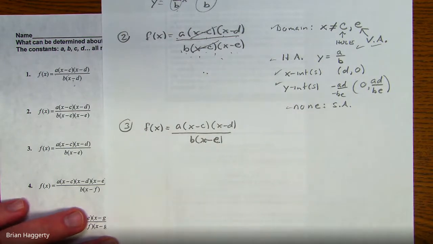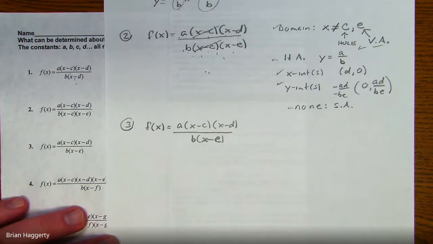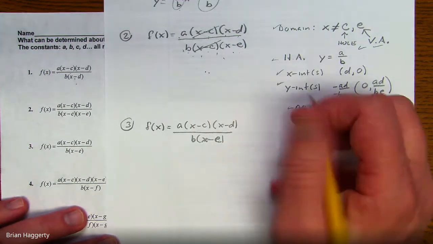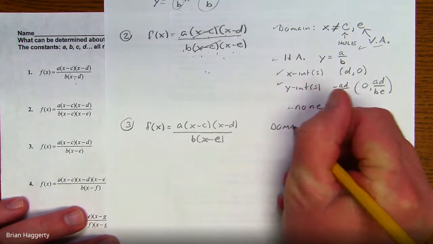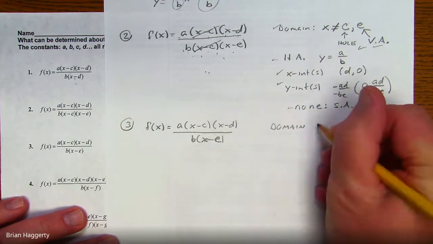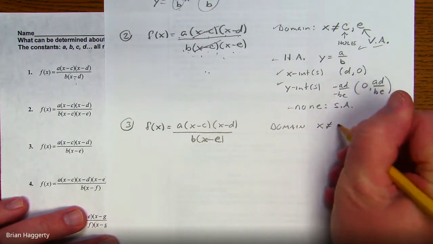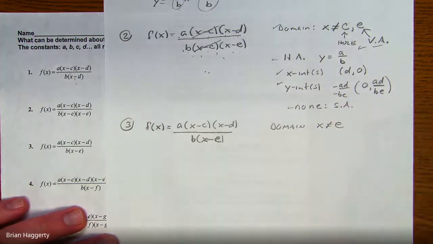All right, how about number 3? Is anything canceling out here? No. So our domain for this is x cannot equal e. Okay, what do we have at e? What's going on there?